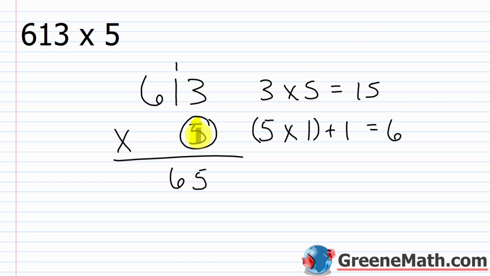Now the last thing I'm going to do is I'm going to multiply 5 times 6. And that gives me 30. 5 times 6 equals 30. Now normally I'd have to put the 0 down and carry the 3. But there's nothing else over here. So I can just write that 3 there. I end up with 3065 as my answer.